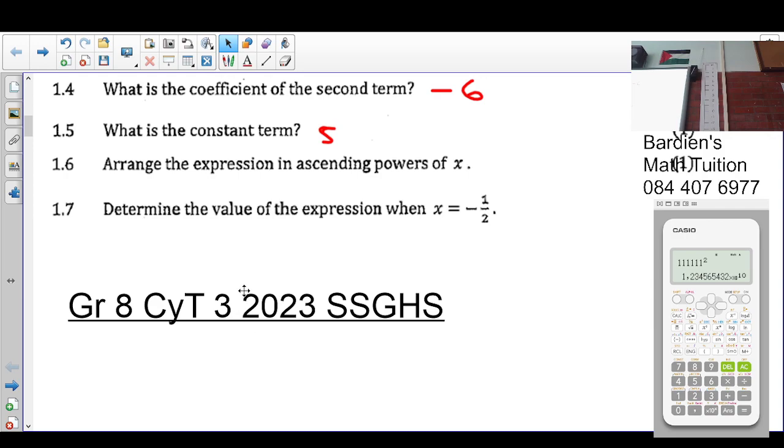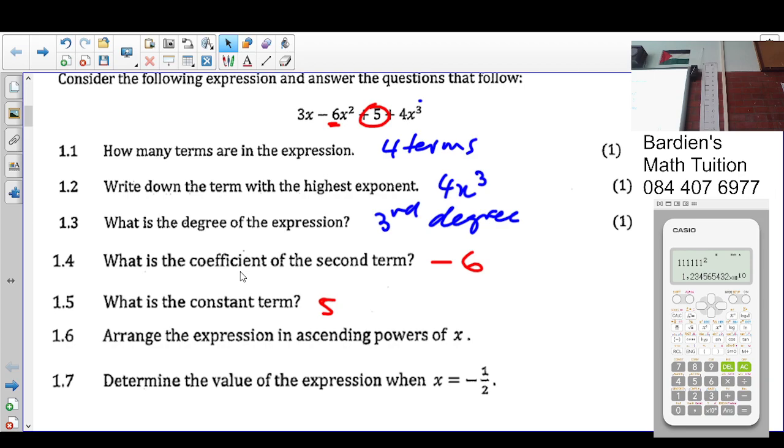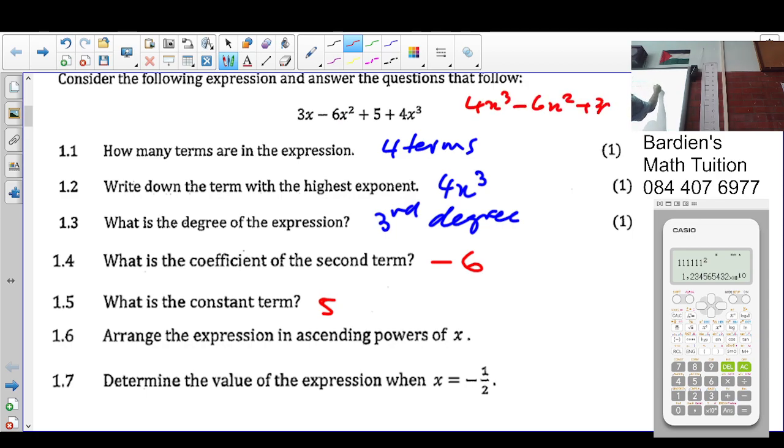1.6. Arrange the expression in ascending order. People, what's ascending? Smallest to biggest on the x. So if it's descending, it is going to be 4x cubed minus 6x squared plus 3x plus 5. That you all got right in the previous test. But now when you are asked to write it in ascending, you guys leave the 5 at the back again. You must start off with the 5. So it's going to be 5 plus 3x minus 6x squared plus 4x cubed.